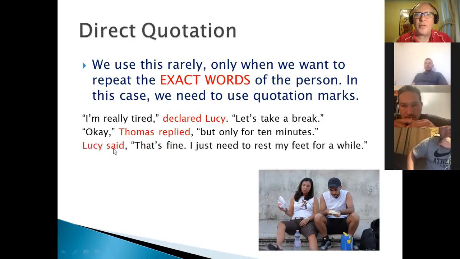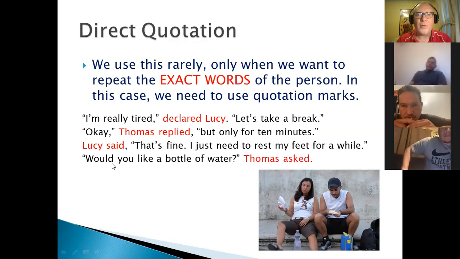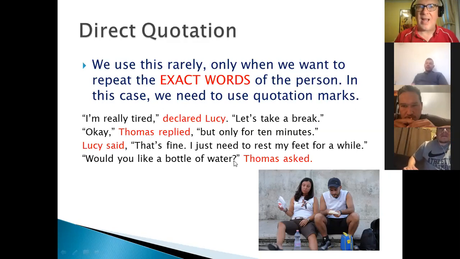Notice I can also put Lucy said at the beginning. Lucy said, comma, that's fine. I just need to rest my feet for a while. Right? Again, we have a comma and a quotation mark. Would you like a bottle of water? Thomas asked. Notice when I have a question mark, I'm going to keep that question mark because it's not a reported question anymore. It's an actual question. So, would you like a bottle of water? Thomas asked.